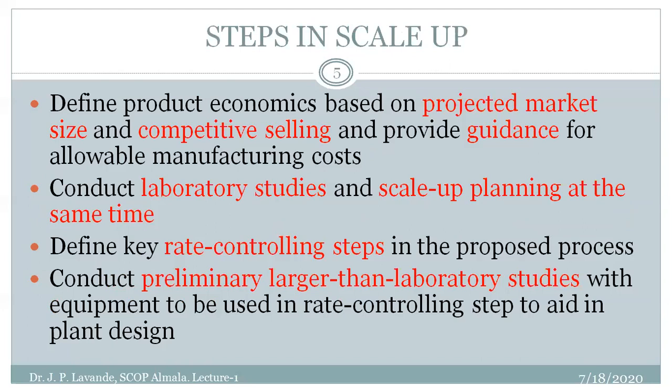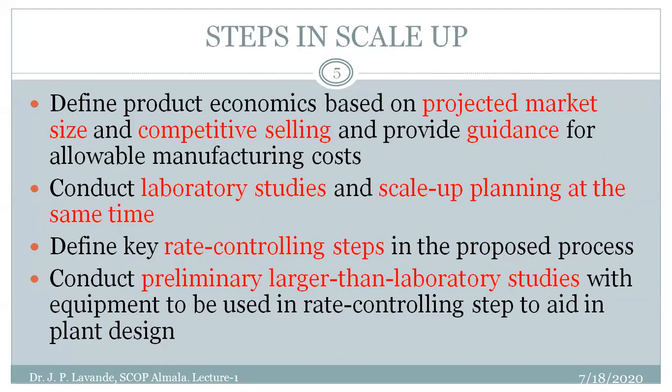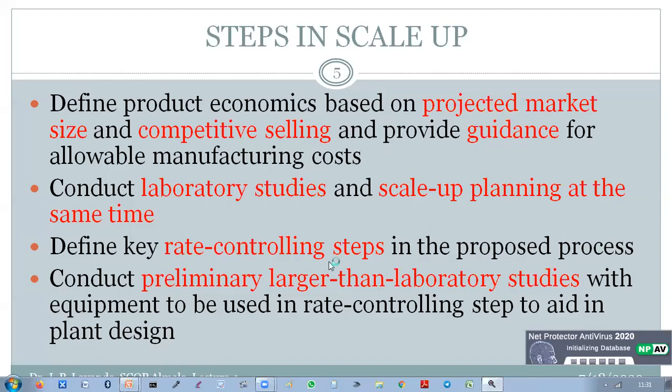Now, what are the different steps involved in the process of shifting from lab to pilot to the plant? That is said to be the steps in scale up. There are 5 to 6 different steps involved in scaling up of the pilot plant. The very first step consists of defining product economics based on projected market size and competitive selling price, and providing guidance for allowable manufacturing cost.